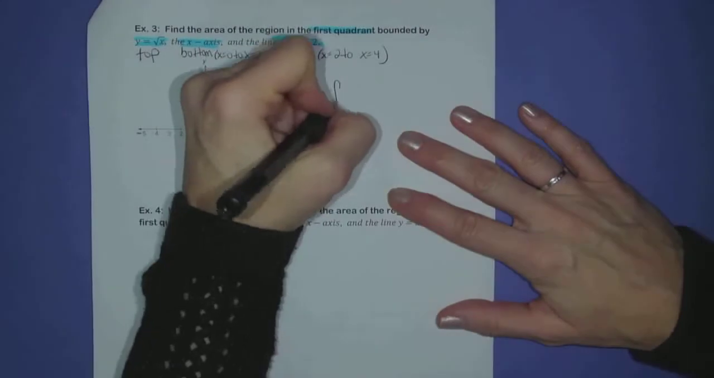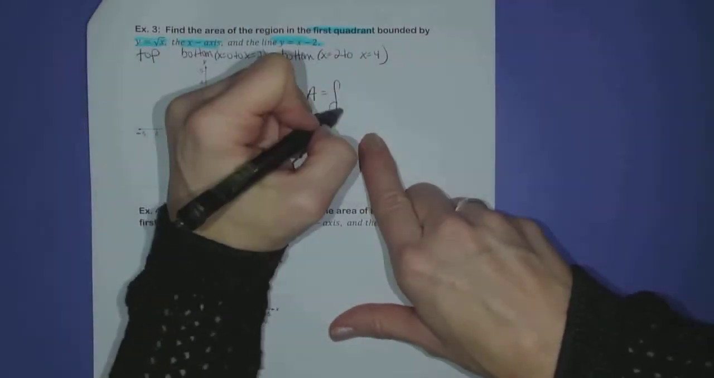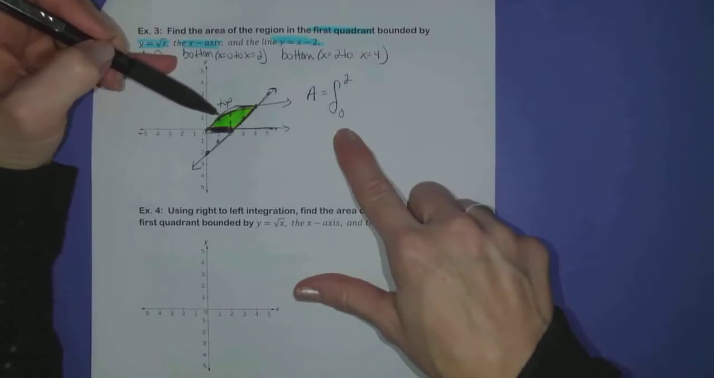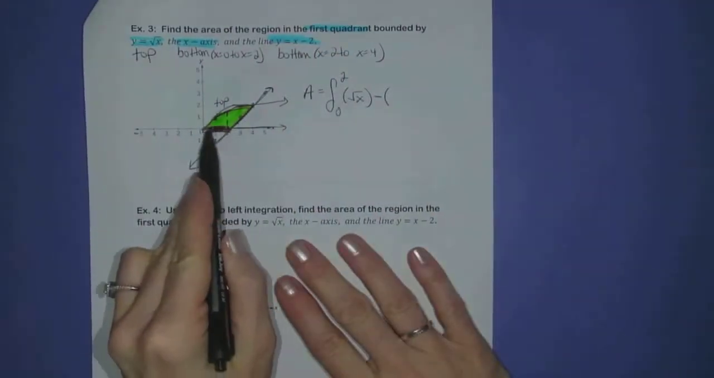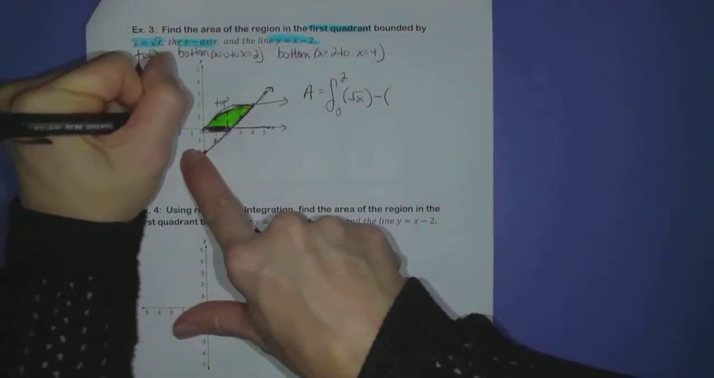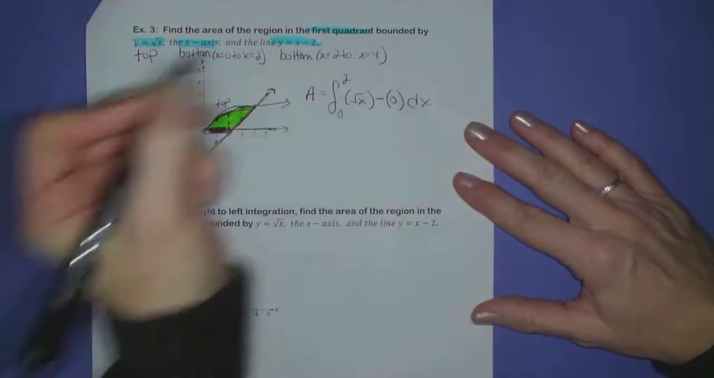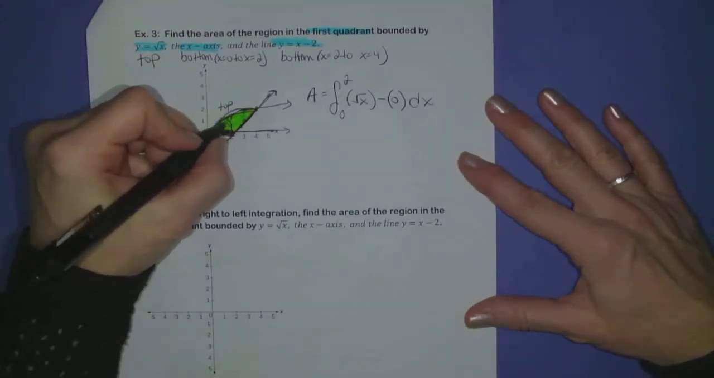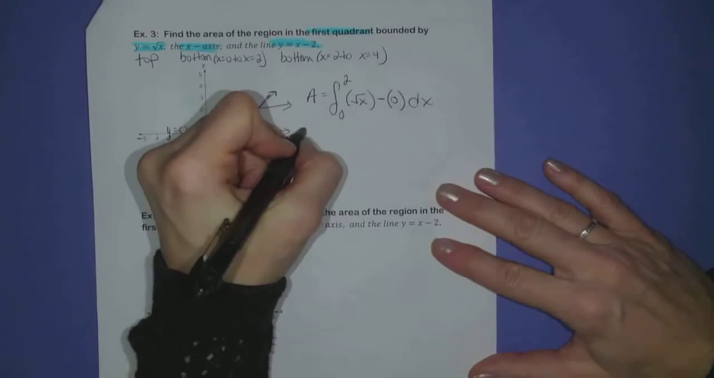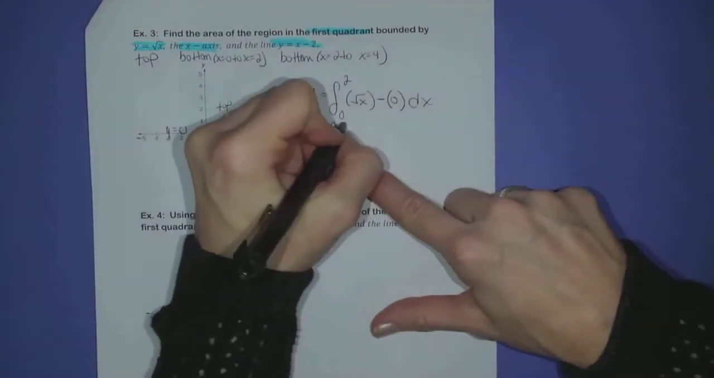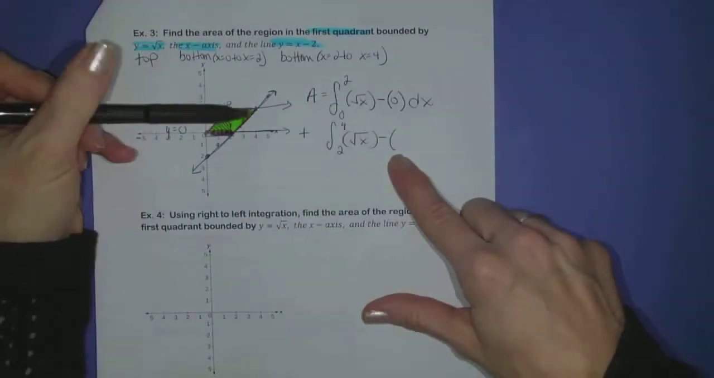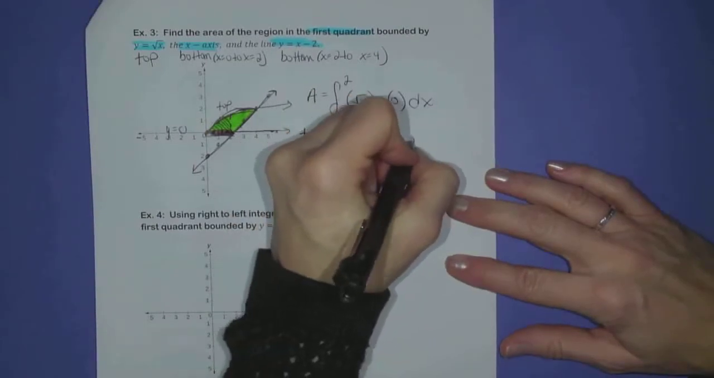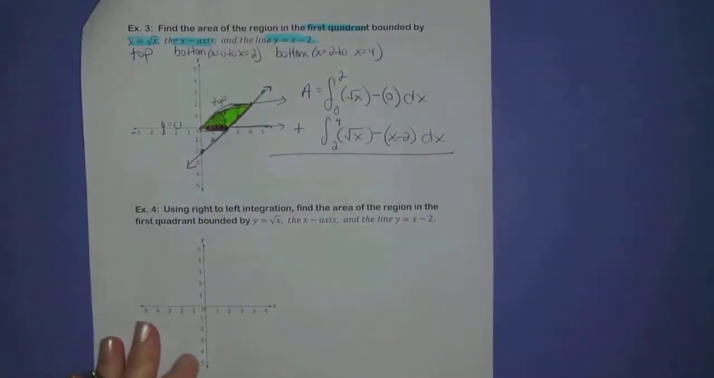Area equals the definite integral from 0 to 2 of the square root of x minus, and the x-axis written as an equation is y equals 0, the horizontal line at 0. So minus 0 dx. And to that area, we are going to add the definite integral from 2 to 4. Top remains square root of x, but now the bottom changes to x minus 2. So when I add those together, I should have my area.